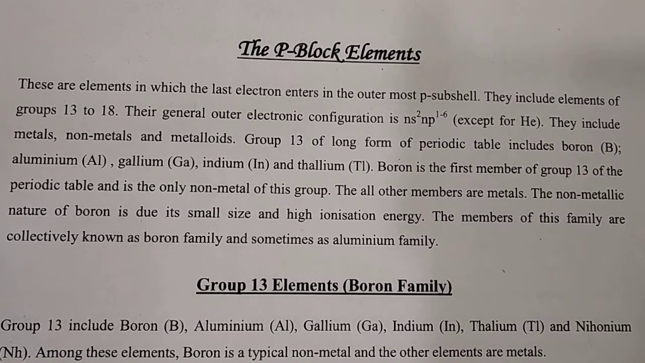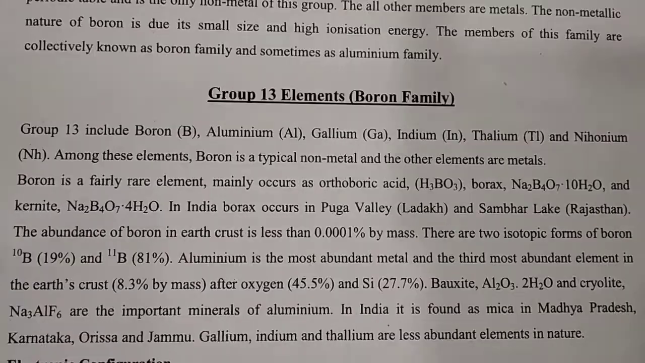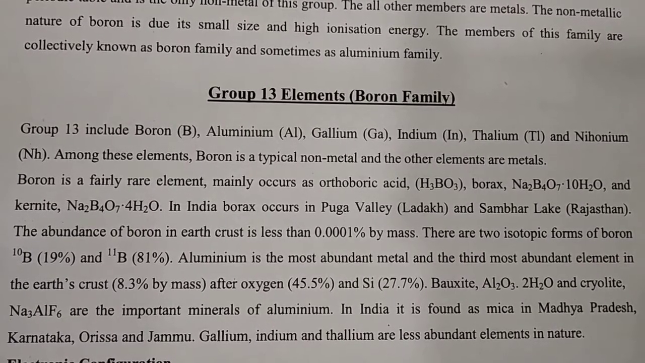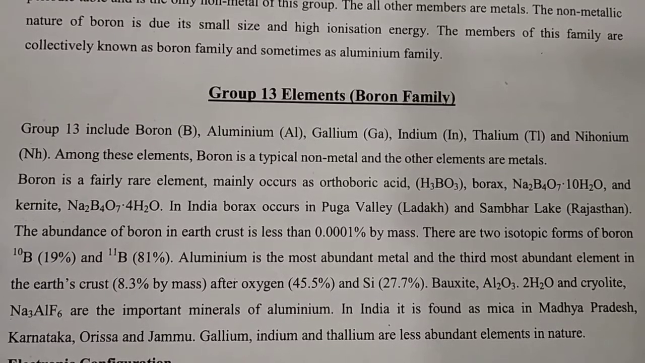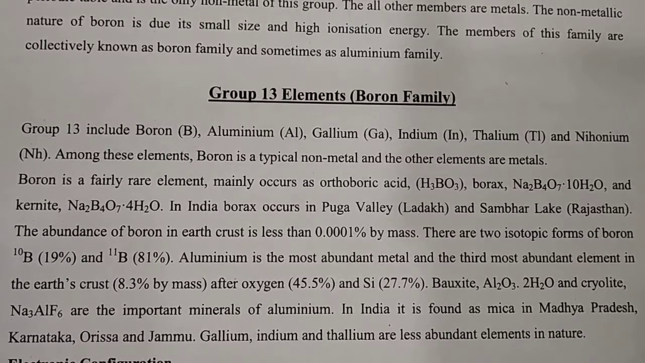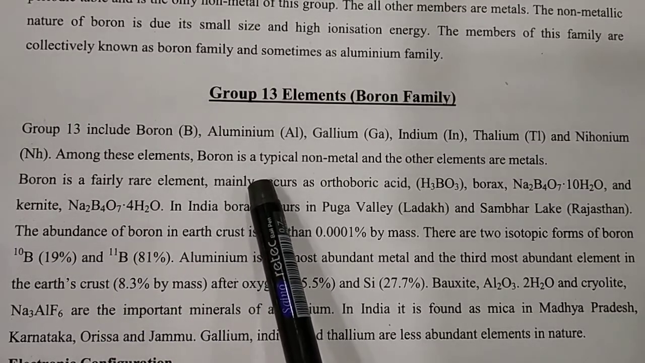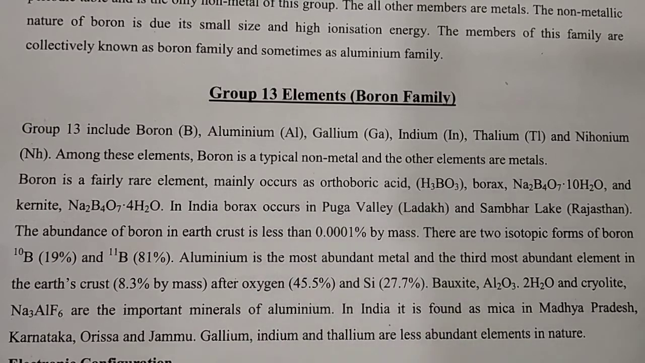So without wasting much time, we'll move on to group number 13. पहले group number 13 boron family followed by aluminium, दोनों का in detail discussion करने वाले हैं. And then उसके बाद group number 14 means carbon and silicon family के बारे में discussion करेंगे. So let's start with the group number 13 boron family. Group number 13 includes boron, aluminium, gallium, indium, thallium and nihonium. Among these elements, boron is a typical non-metal and the remaining family members are metallic in nature.